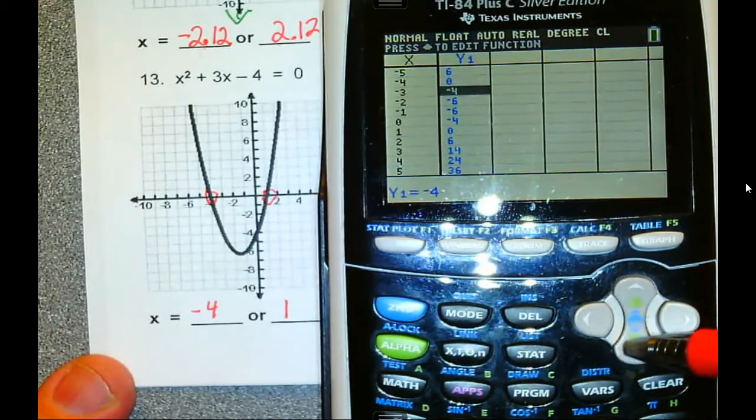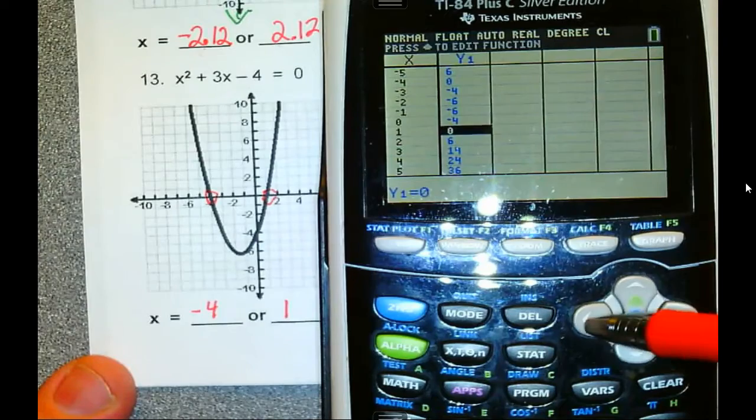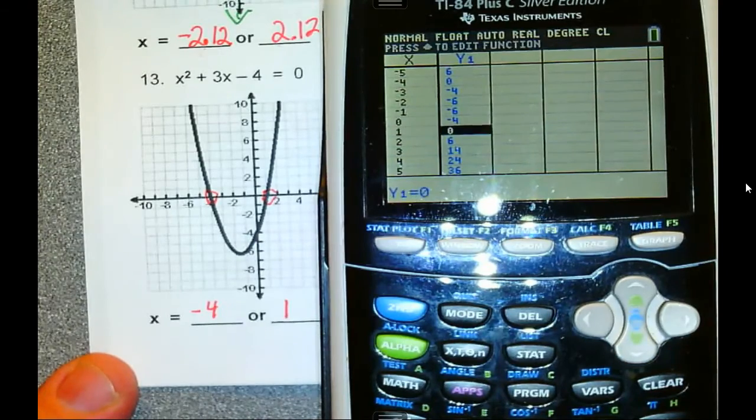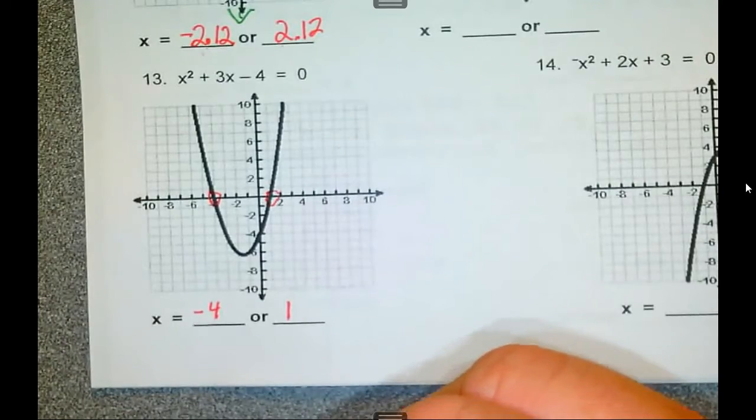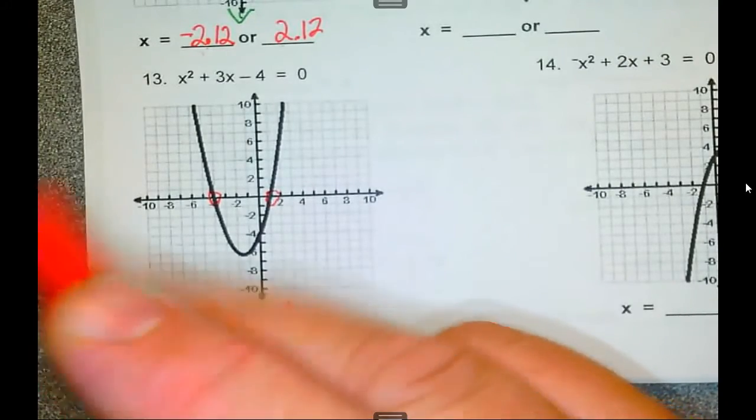So it looks like we're lucky here. We don't have to do left bound, right bound. And 1, 0. So we're done. We don't have to do left bound, right bound, enter. See how easy that was?